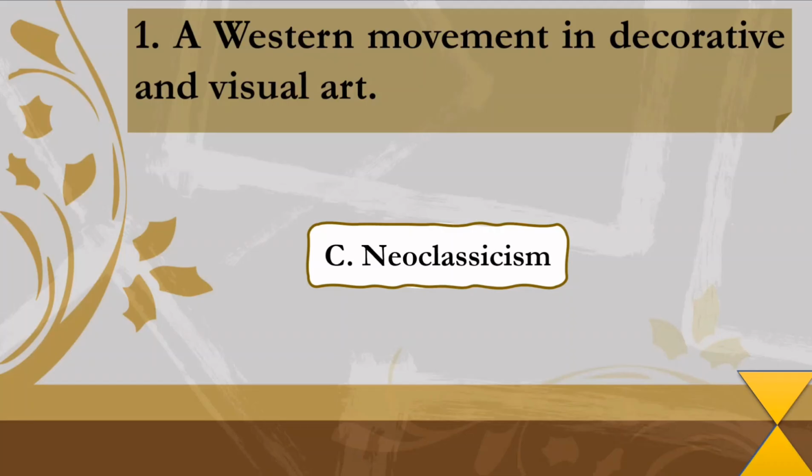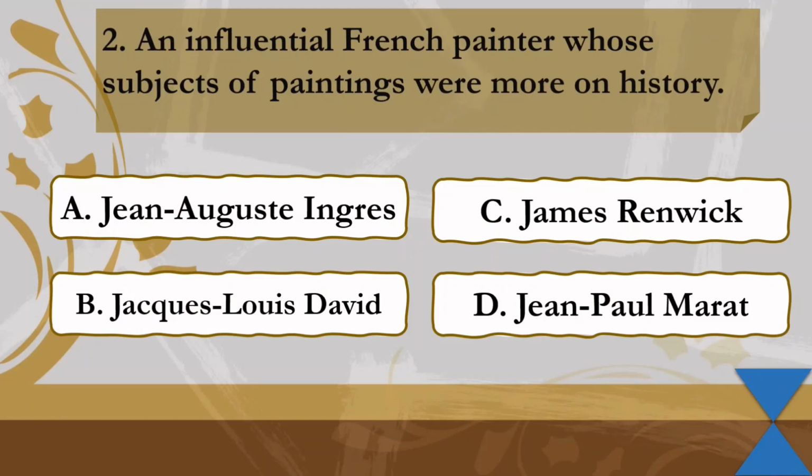The correct answer is C. Neoclassicism. 2. An influential French painter whose subjects of paintings were more on history. A. Jean-Auguste-Dominique. B. Jacques-Louis David. C. James Renwick. D. Jean-Paul Marat.